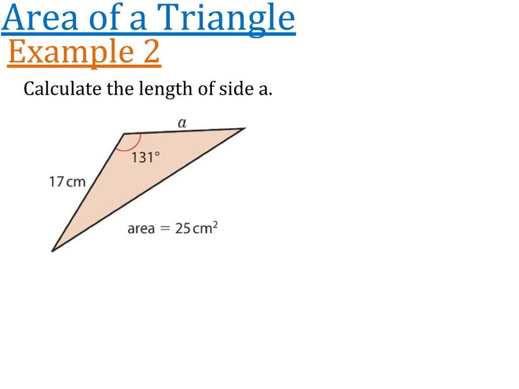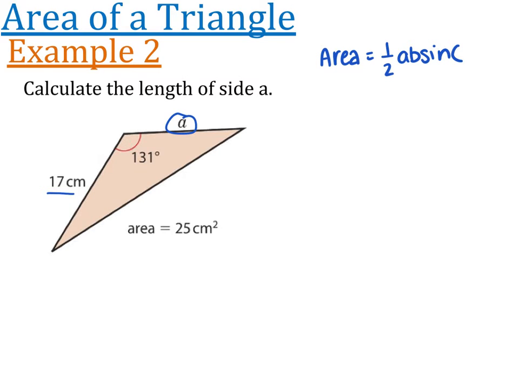Okay, so example 2 this time, slightly different. We're going to change it up a little bit. This time they would like us to calculate the length of side A. So they told us the area, and they have two sides and the angle in between them. So we're just going to have to substitute and rearrange. So we know that the area is equal to 1/2 AB sine C.